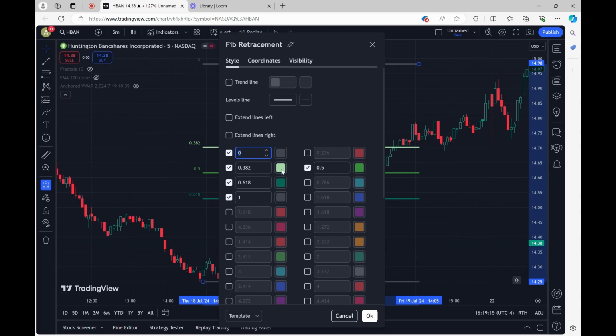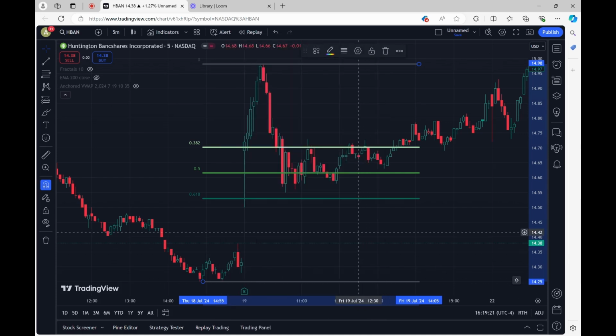Now we set 0.382 to this light green, 0.618 to dark green, and 0.5 to normal green, and everything else you can just choose whatever you want. So basically, we call the range right here from 0.32 to 0.618 the golden zone, because this is where the price is most likely to bounce. So 0.32 is a medium pullback, 0.5 is a good pullback, and 0.618 is a strong pullback.